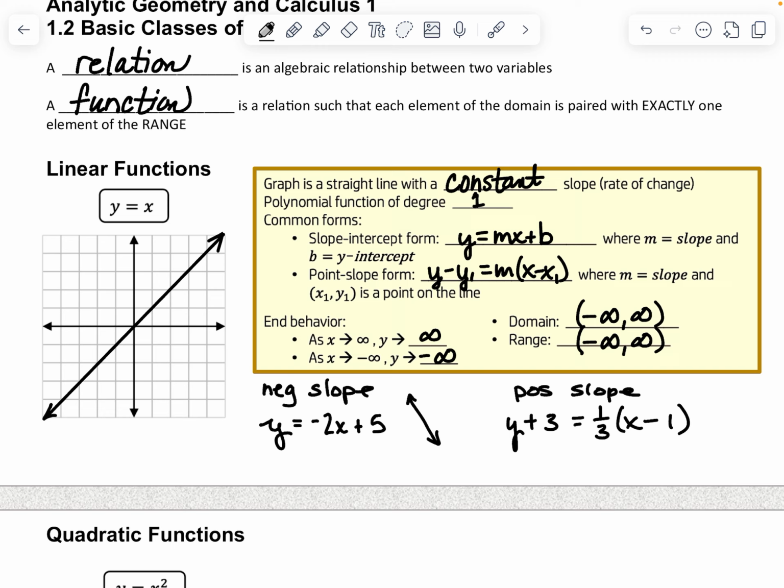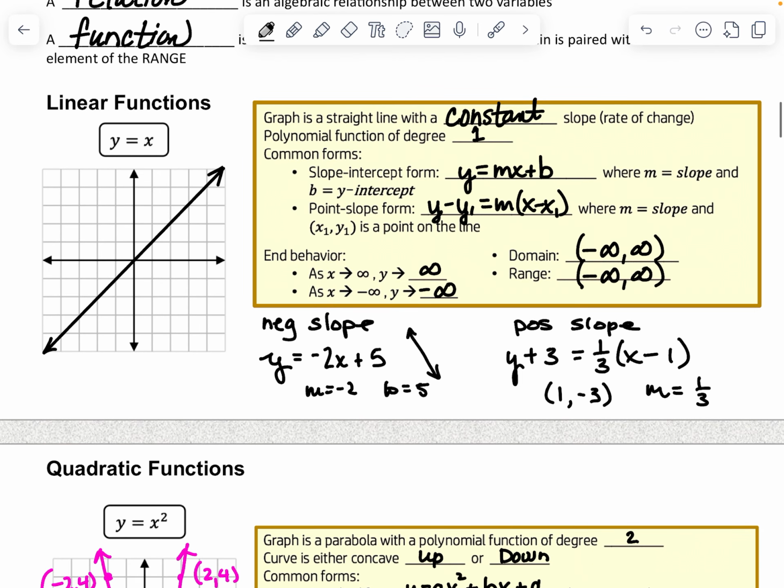So with the first one, we know that the slope is negative 2, and the y-intercept, of course, is 5. And with the second one, we know that a point on the graph is (1, negative 3), and the slope is equal to 1/3 in that point-slope form. You see those two forms above, okay? So just going over this very briefly as you see our linear graph.